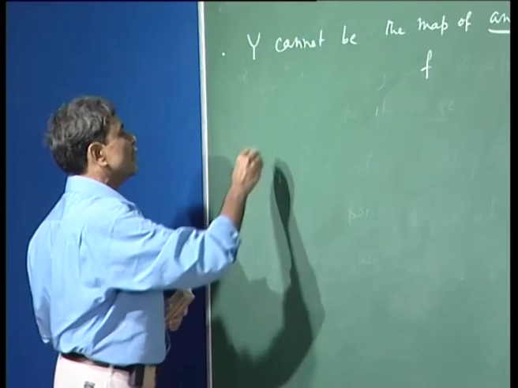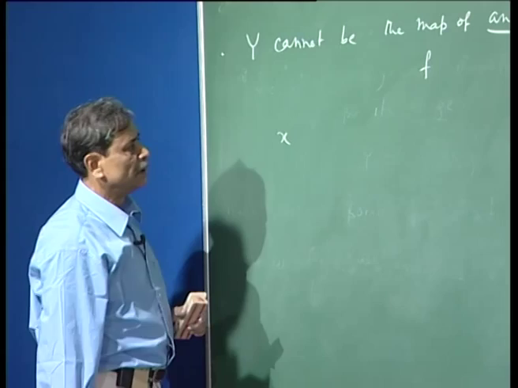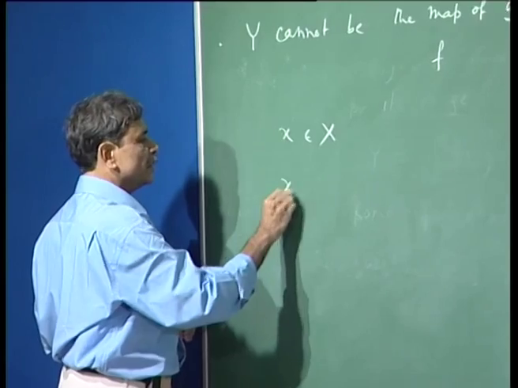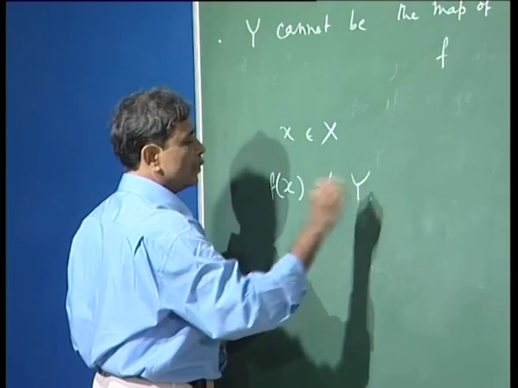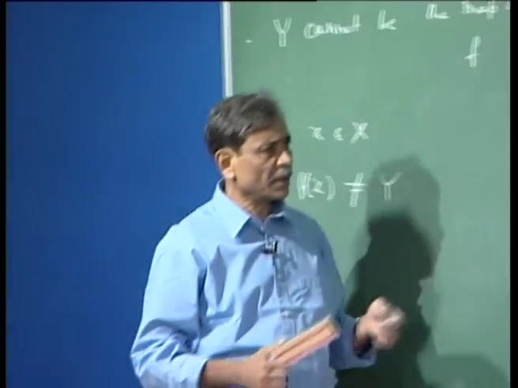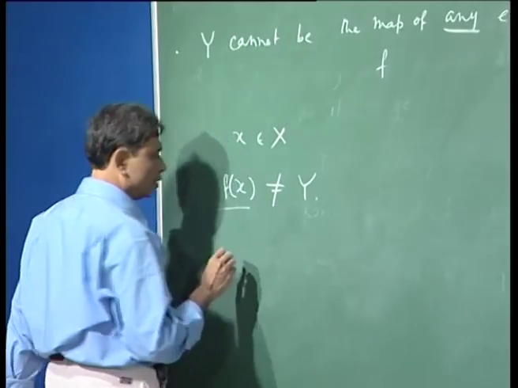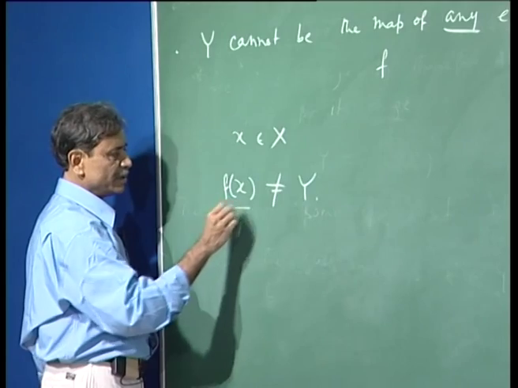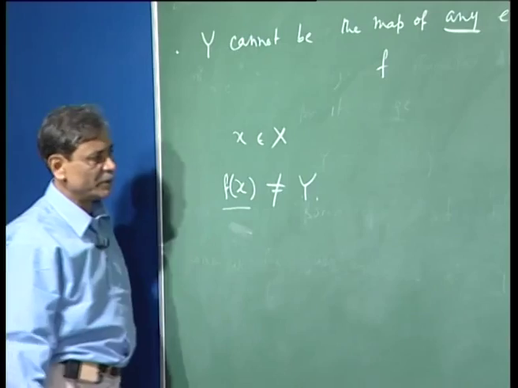So, basically we wanted to show that take any element x of X, and we wanted to ensure that f of x is different from Y, right? Now, these are two sets, right? F of x is a set because f maps, so f of x is a set of elements from X, and this is also a set of elements of X.